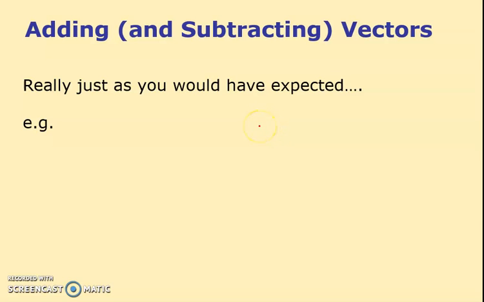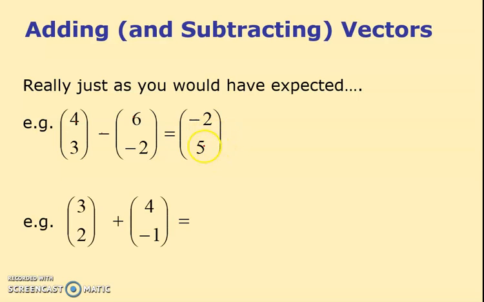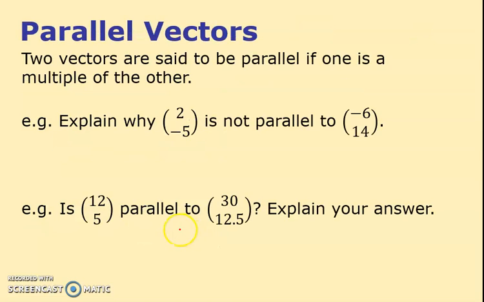Okay, adding and subtracting vectors. Now this isn't earth-shattering at all. Look, if I've got 4, 3, take away 6, minus 2, what do you reckon the answer is? Well, anyone in their right mind would go 4 take away 6 is minus 2. 3 minus a minus 2, well, don't forget minus and minus is a plus. But other than that, it's no great shock to see it's minus 2, 5. Adding a vector, very similar. You'd think 3, 4, that's got to be 7. 2 plus a minus 1, that's got to be, well, 1. And there it is. It's just as you'd expect. So no surprises at all when you're adding and subtracting vectors.